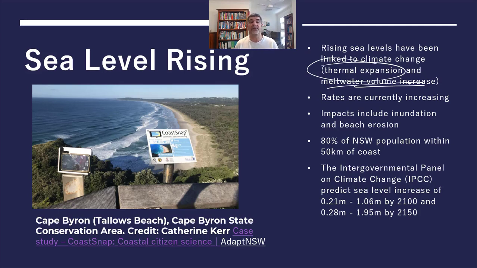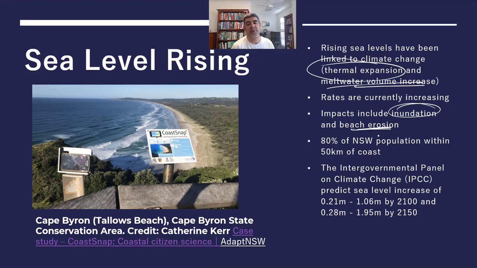We know that the rates of sea level rise are currently increasing, and the two main consequences of that for low-lying regions are inundation or flooding, and for a lot of the coastal regions, it's beach erosion, such as the stuff that's happening at Stockton that I talked about on the previous slide. The problem is, as far as New South Wales is concerned, 80% of our population lives within 50 kilometres of the coast. So that's a big proportion of the population in New South Wales that are likely to be impacted by these changes in sea levels.